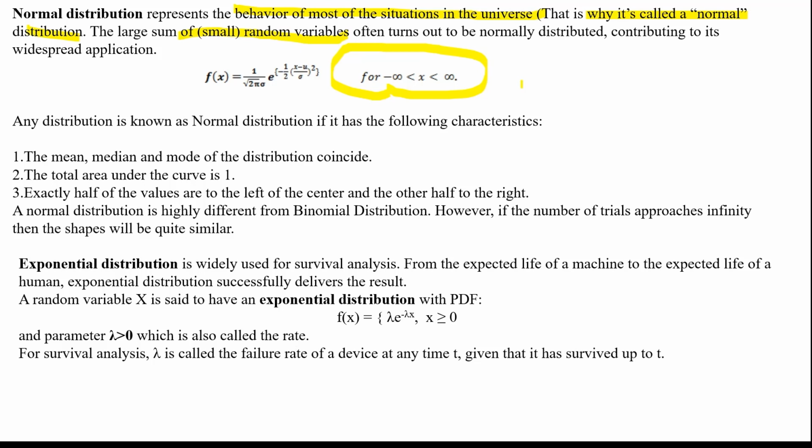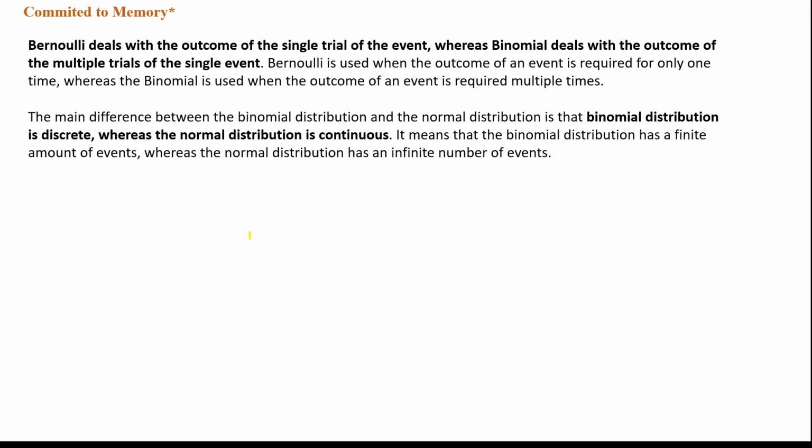If we want to plot something out of the things which are happening in the range of infinity, because the universe is infinite, then a normal distribution comes into the picture. There are some characteristics: the total area under the curve is 1, the mean, mode and median of the distribution coincide, and exactly half of the values are to the left of the center, which is equal to the other half to the right.